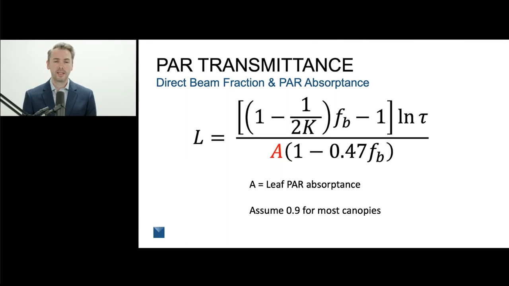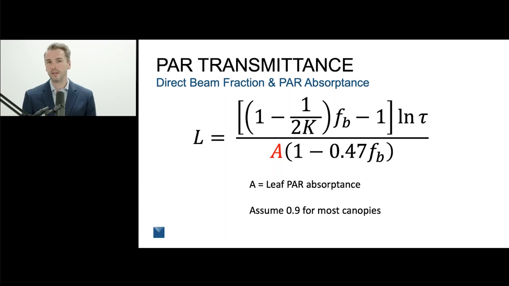And this is one that, again, for most applications, you can ignore. You can simply assume a value of 0.9. And this is the fraction of absorbed photosynthetically active radiation by leaves. So that leaf PAR absorptance value, we can assume to be 0.9. And that's true for most canopies, but not all canopies. There are some cases where this is going to be lower.